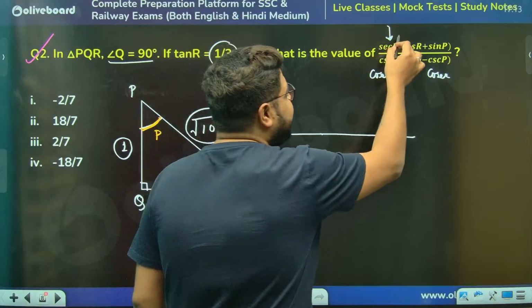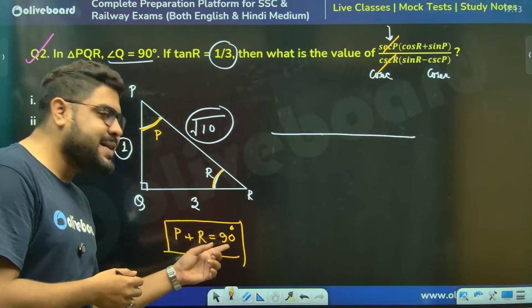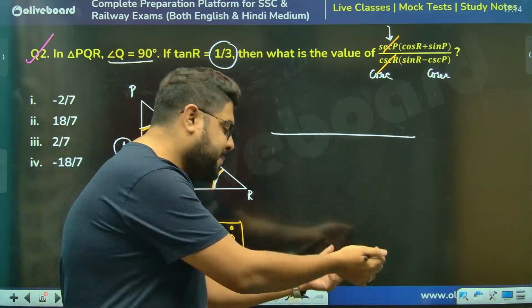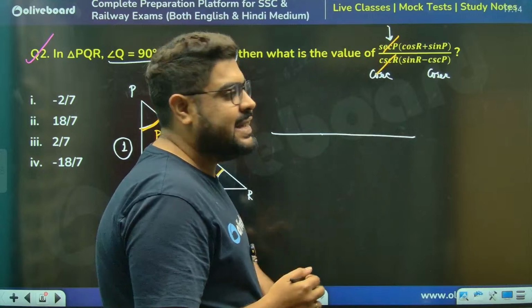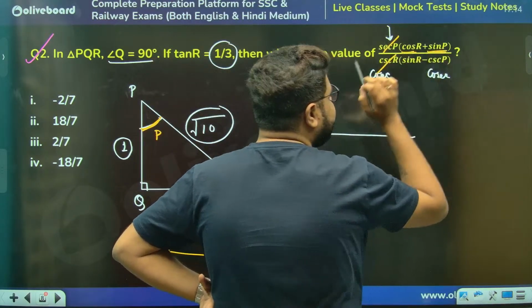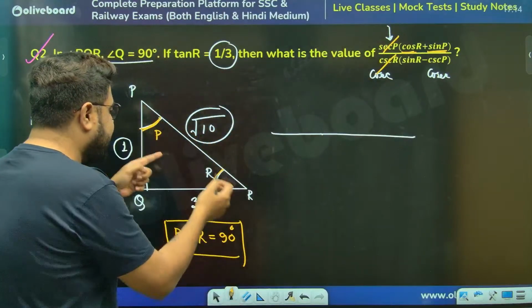So sec P and cosec R will be, sir, same. Because, sir, P plus R is 90. So cosec P will be, sir, sec R. Sec P will be, sir, cosec R. So these two are same. I can cancel them. And, sir, cos R and, sir, sin P, both are, sir, same again. Why? Because P and R are complementary.